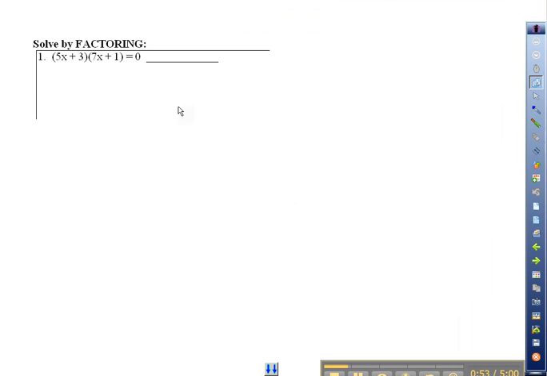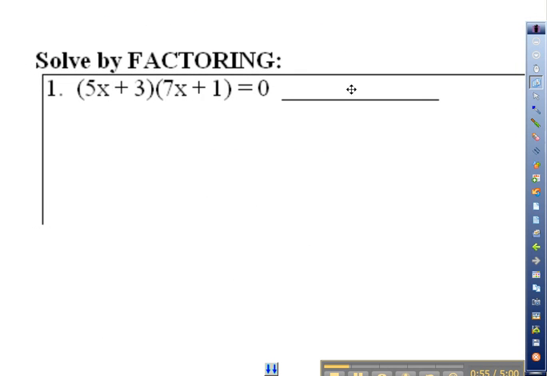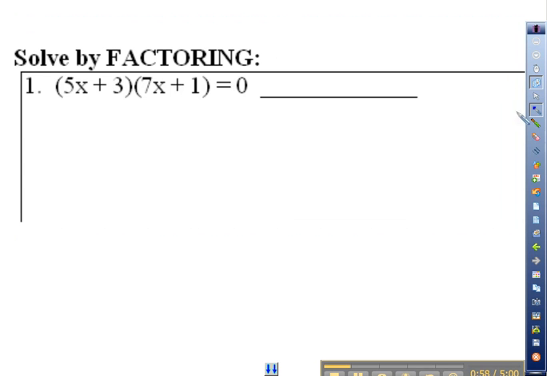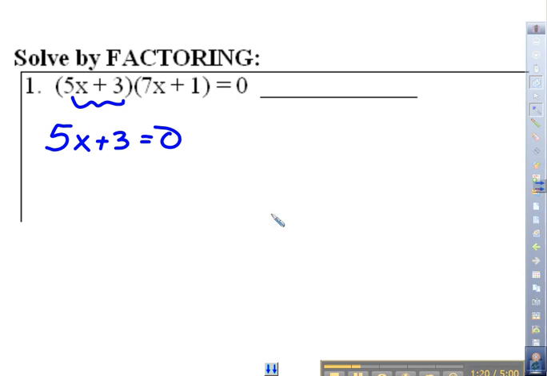Solve by factoring. Take a look at that one, and what do you notice? It's already in factored form. So this factor here has to be 0, or this factor here has to be 0 in order for the entire product to be 0. Don't skip this step. 5x plus 3 has to be 0. That's this piece here. Or that factor right there has to be 0. Okay?